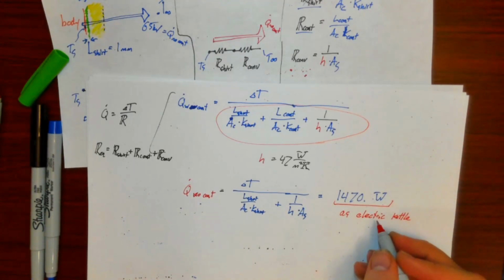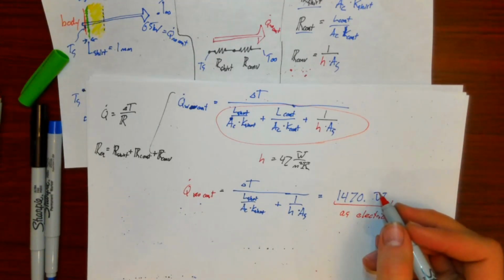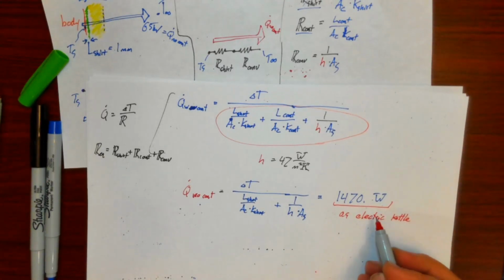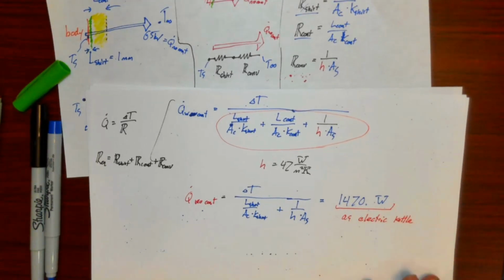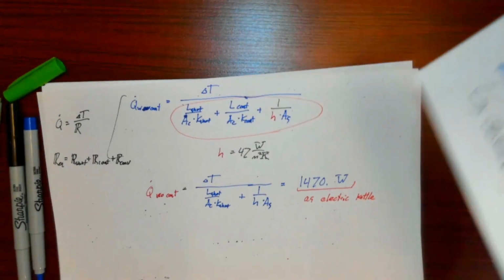You know those electric kettles that you plug in and it boils a pot of water in just a couple of minutes? That's the amount of heat that we're talking about, right? So what's the key thing here?